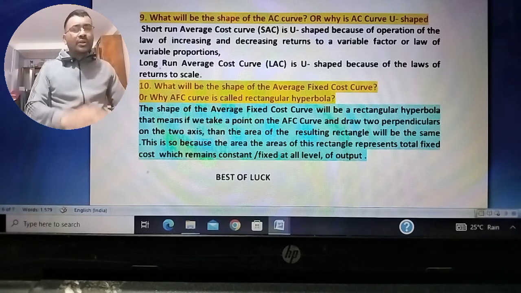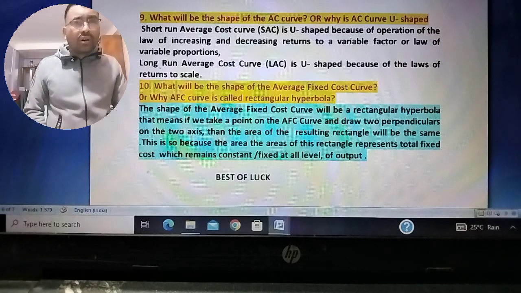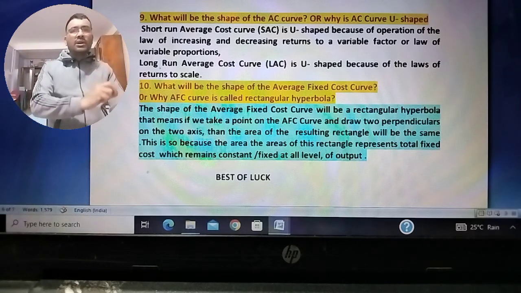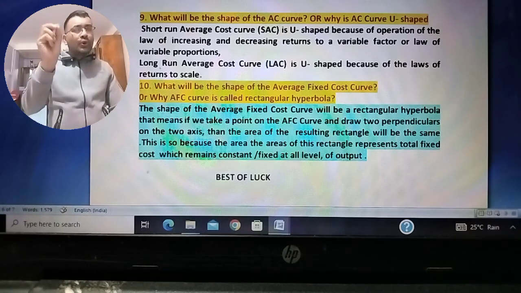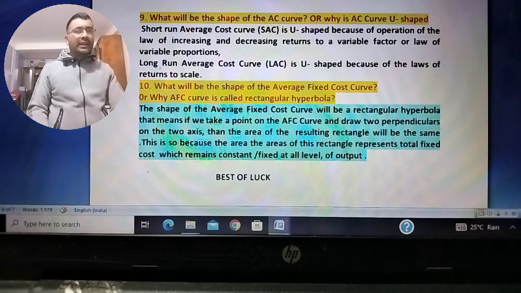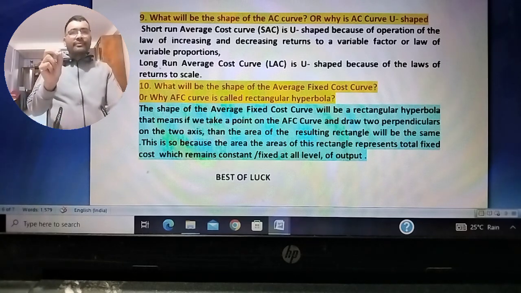And why is it called a rectangular hyperbola? This is because if you draw two perpendicular lines on both the axes, x-axis and y-axis, then you will get two rectangles. Okay. And the area of each rectangle will be equal. If you draw two perpendiculars, one on the x-axis and the other on the y-axis, then you'll get two rectangular figures whose areas will be exactly equal.